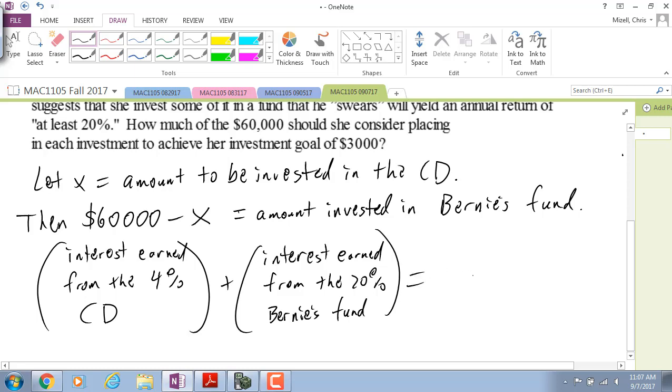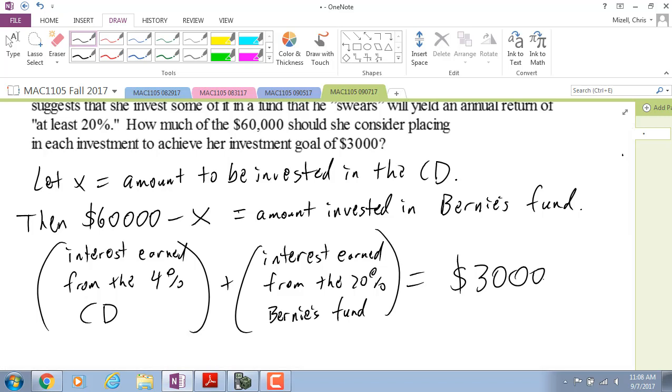She wants a total of $3,000. If it works out to be more than $3,000, she'll be fine. We could think of this as an inequality, but I want to think of it as an equation. Imagine that she can get exactly $20,000 out of Bernie's fund. The total then would be $3,000. This should be enough to get an equation, provided we know the simple interest formula.